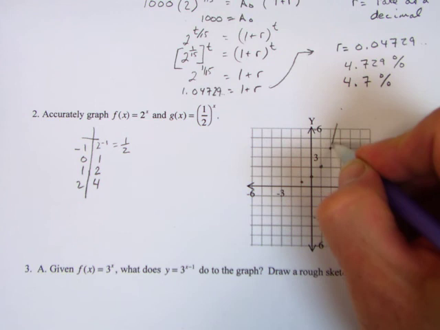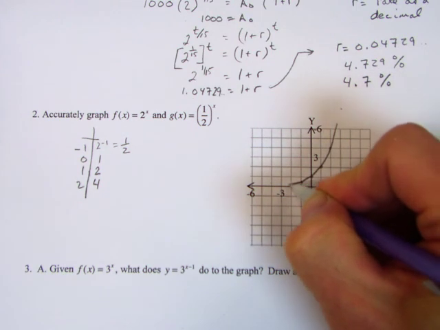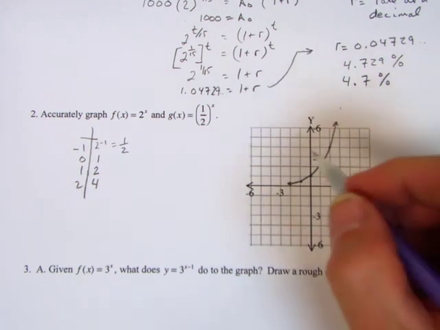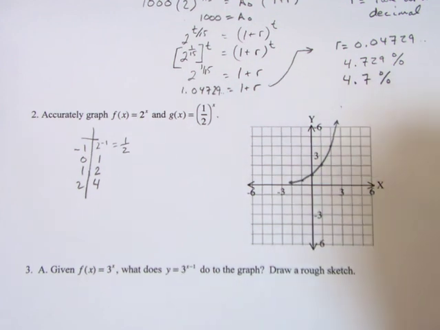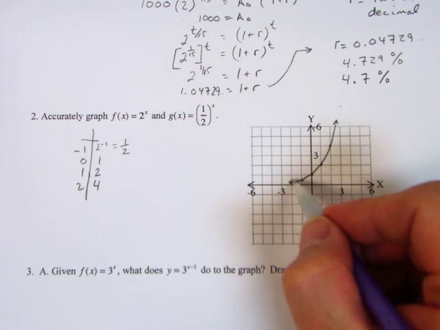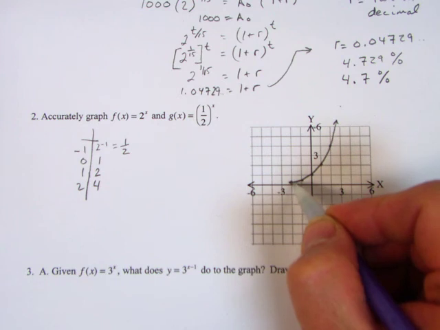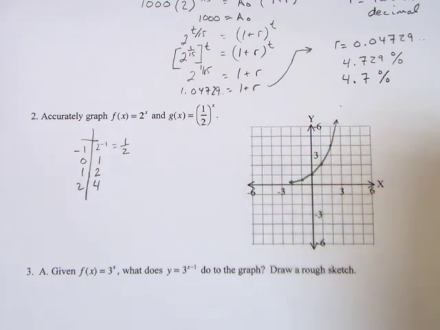This thing is looking like that. Now, if you were to type this in on your calculator, the calculator is going to make it look like it touches the x-axis. Does it? No way. You do not want to show that this thing touches the x-axis at all. Come in close to your x-axis and put an arrow on it. It has a horizontal asymptote there, and that's it.